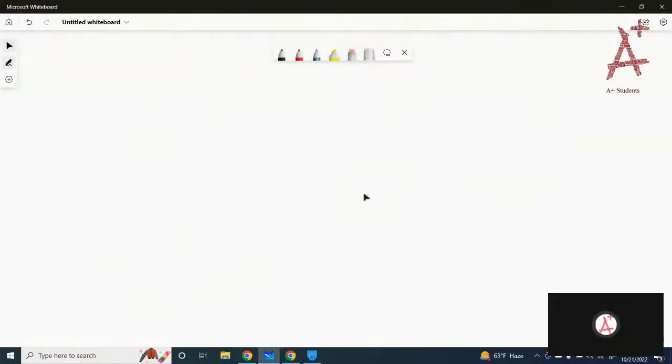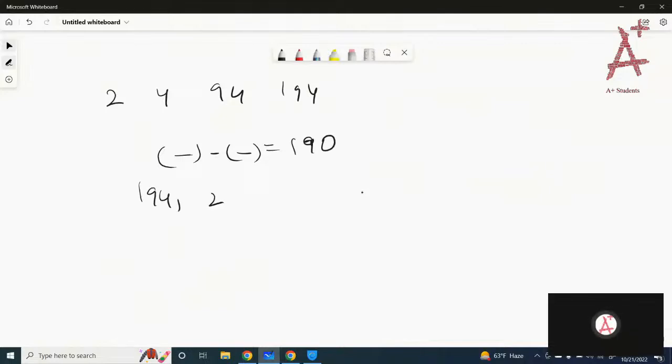Okay, the numbers are 2, 4, 94 and 194, and you need to find two numbers that when subtracted the answer is 190. You are given two options: the first is 194 and 2, and the second is 194 and 4. Just try the first option. Subtract the numbers given. 194 minus 2 is 192. This isn't the correct option. We need 190. Got it? Just check the second option.